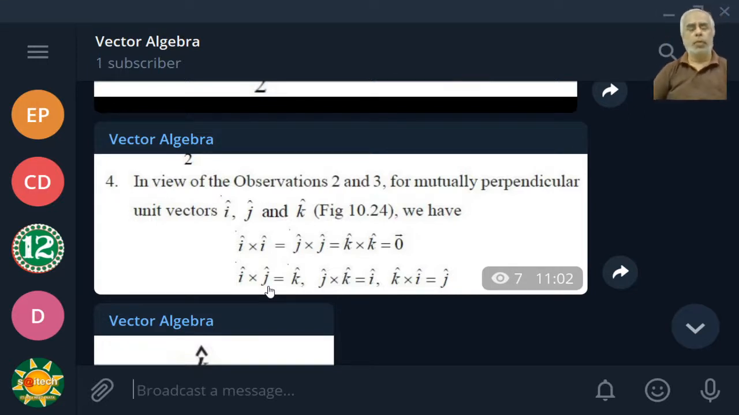Are you able to follow? For instance, along x-axis, i, along y-axis, j. Now, when these two cross, then what will be the resultant? It is k cap, is it not? That is normal to this, that is xy plane. What is the normal to the xy plane? That is z axis. And what is the unit vector along z axis? That is k cap. Are you able to understand?